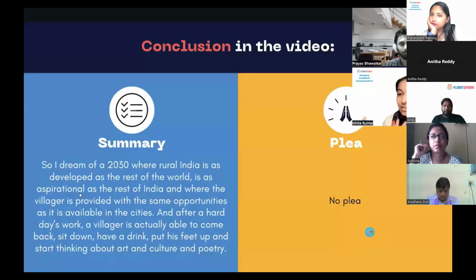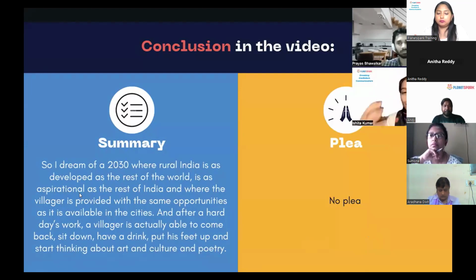Again, very good observation skills, Prayas. So this part, which is written on the left-hand side, is the summary, where he talks about, as you rightly identified, "I dream of a 2030 where rural India is as developed as the rest of the world, is as aspirational as the rest of India," and so on. So he's summarizing his dream in a really articulate, simpler manner.